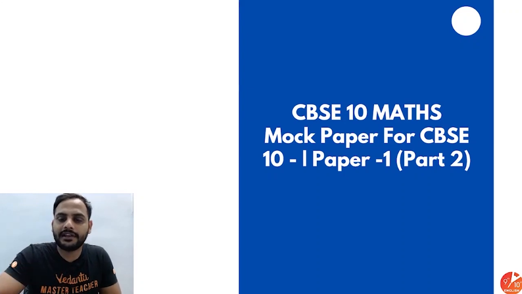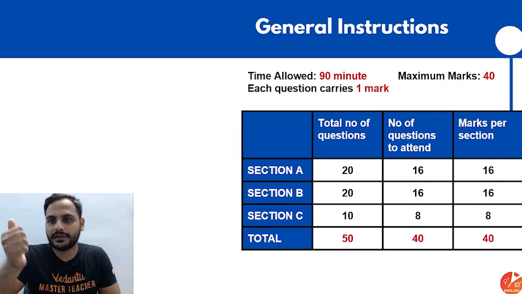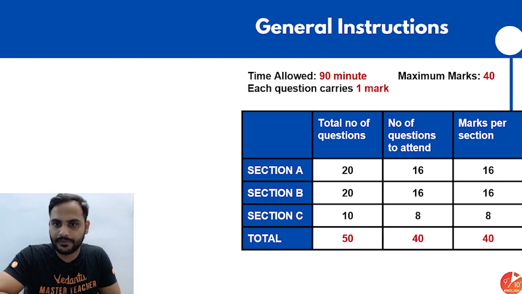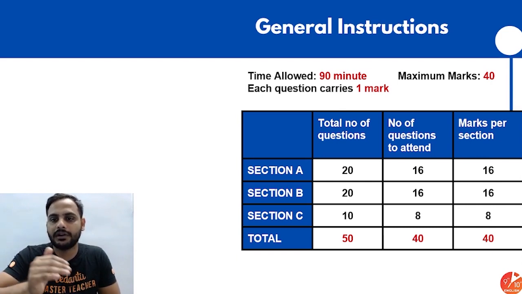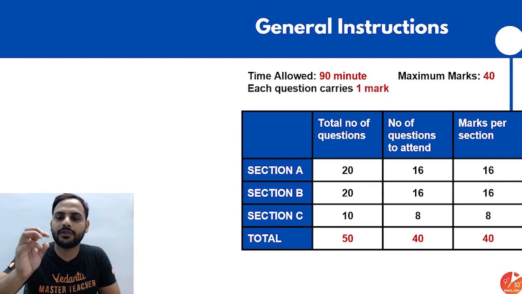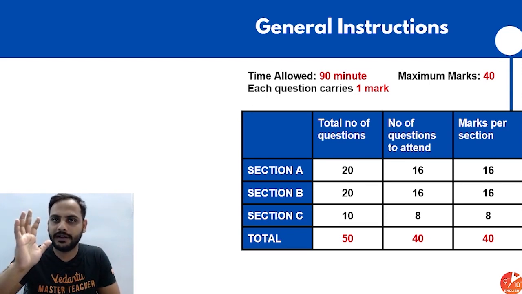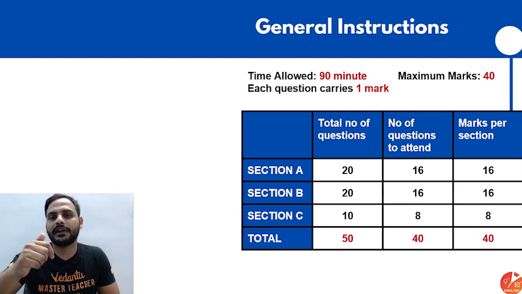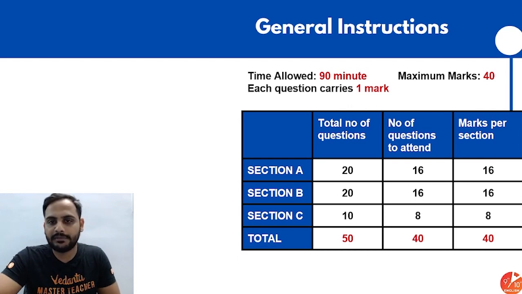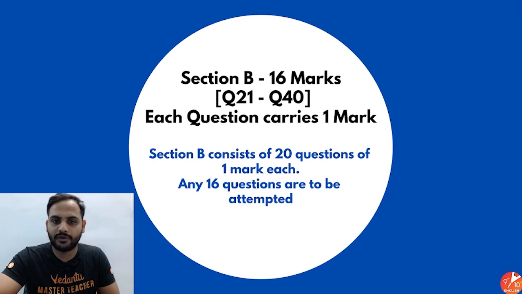Starting with today's class, as you all know, the pattern is maximum marks 40, with a total of 40 questions to attend, where 50 questions will be there in your paper. So you get options to choose: out of 20 questions, you have to attend only 16 in Section A, and the same in Section B. In Section C, out of 10 you can attend any 8 questions. So you get a selection there. That is what we are going to do today. We'll be solving all the questions, and I'll give you the solution to all of them. Time allowed is 90 minutes, and each question carries 1 mark, so total 40 marks.